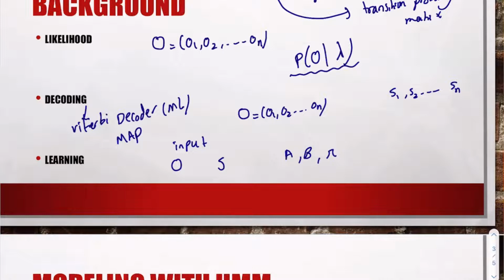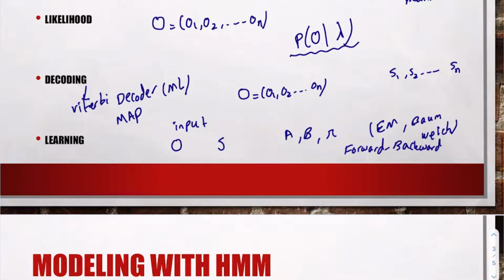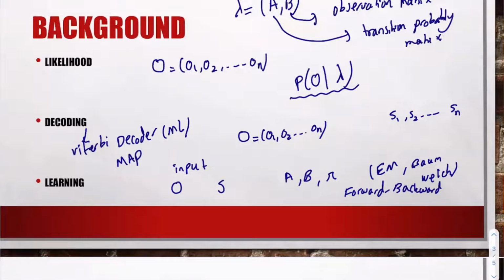Now the learning phase in HMM is done through expectation maximization, which is an iterative process. In the context of HMM, it's called Baum-Welch. Please comment down below if you would like a video about EM or Baum-Welch. We can go over that as well. But Baum-Welch or the EM algorithm in the context of HMM is done through forward-backward, and they are also implemented using dynamic programming. The decoding phase is also done through dynamic programming.